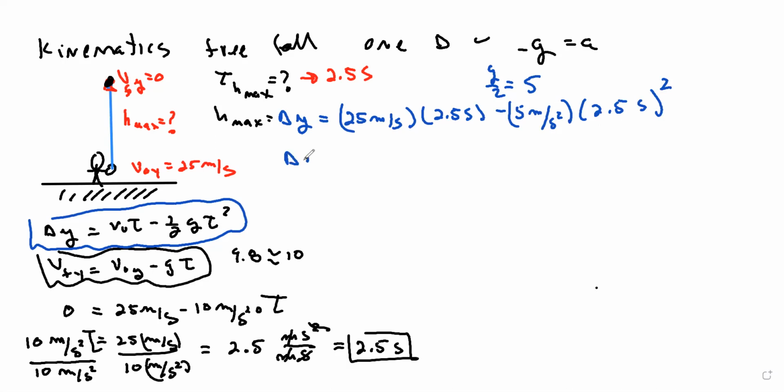So delta Y, which is going to give us our maximum height, is going to be, if we do this, 62.5. The second is going to cancel with the second, so you got meters right here.